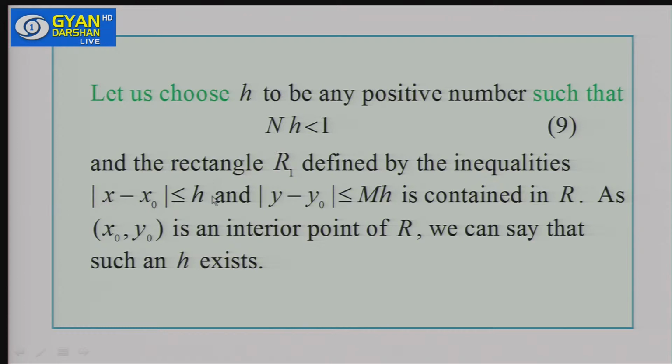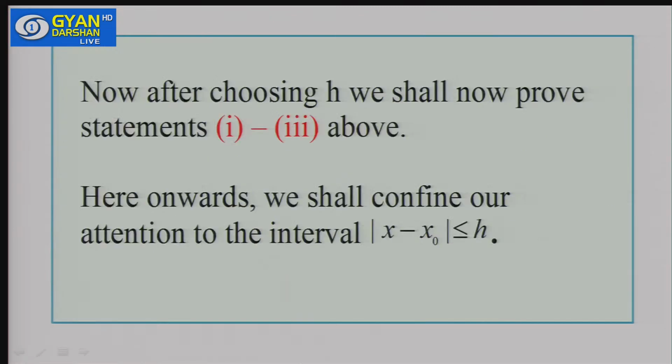So this is the domain of x and this is the domain of y. Already |x - x0| is less than or equal to a, this is the domain. And now, how have we created a rectangle R1? This is how we are creating this R1. R1 is defined by this inequality, and it is contained in R, as this is the interior point of R. We can say such an a exists. Well, let's move on. After choosing a, we shall now prove statements 1, 2, 3. Whatever we have done till now, we have just created something so that we can use it to prove the statements from here onwards.